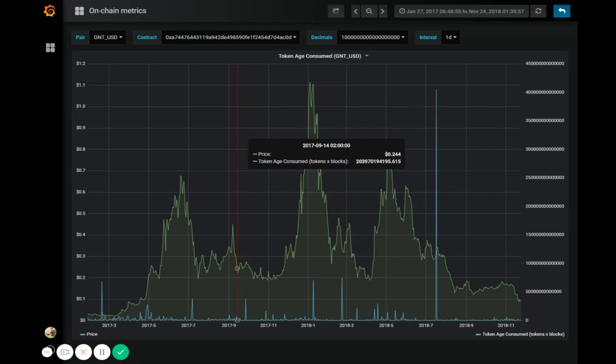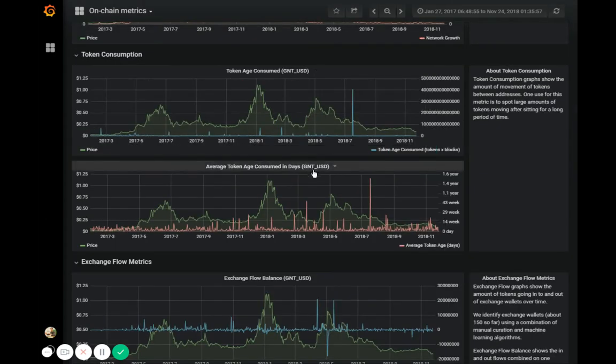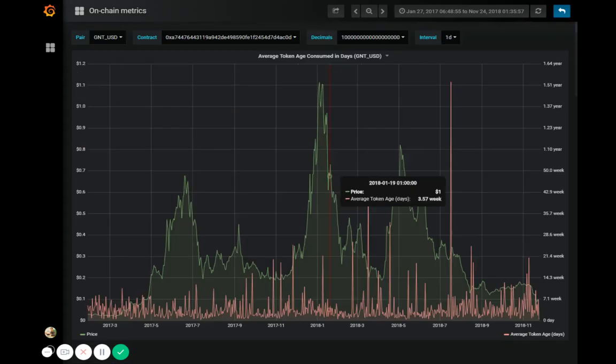So there's another graph that attempts to explain similar events, that is average token age consumed in days. Now, both of these measure the same thing, that is the idleness of tokens, but this graph does it a bit differently. So where the token age consumed graph measures the idleness in the blocks that were created on the blockchain since the last time that the tokens moved, this graph measures it in a number of days that passed since the last time that those tokens moved.